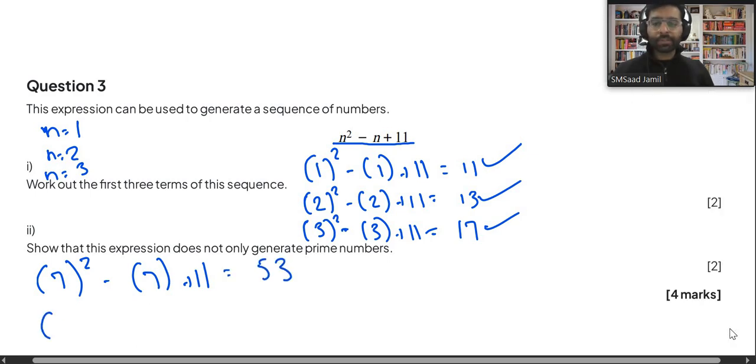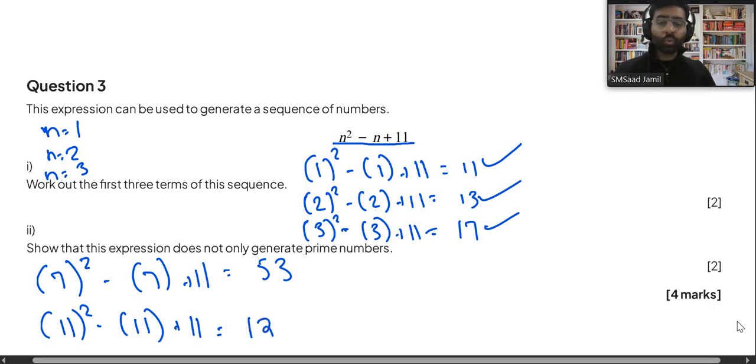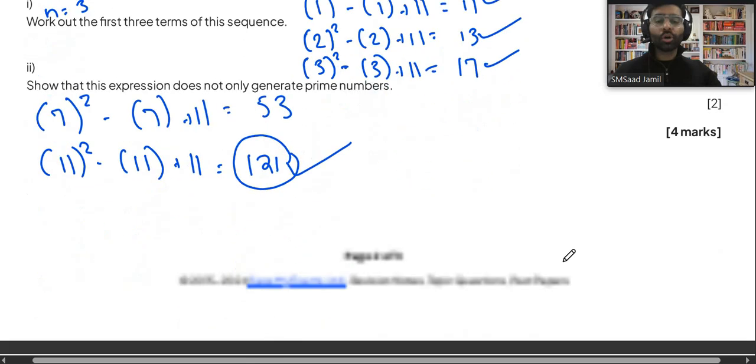Now let's say I plug in 11. 11 square minus 11 plus 11. Alright. So now what's going to be the result? Let's plug in 11, guys. So the result is 121. So 121 is not a prime number. So I have shown that this expression does not only generate prime numbers, because 121 is not a prime number.